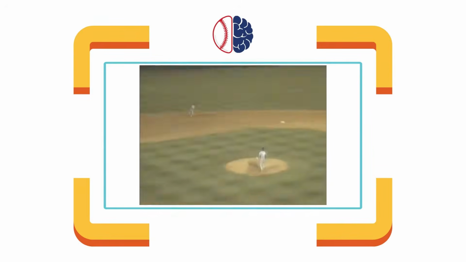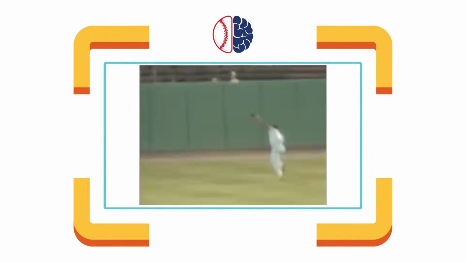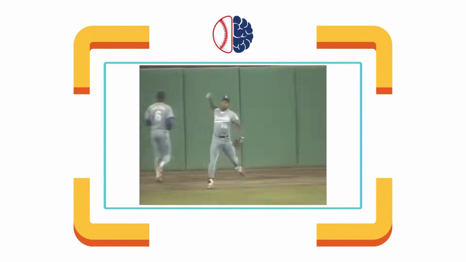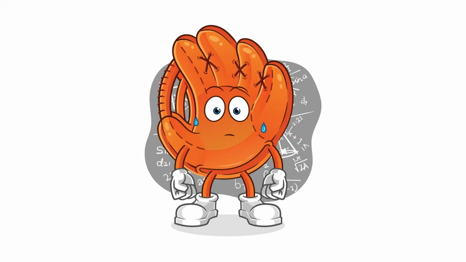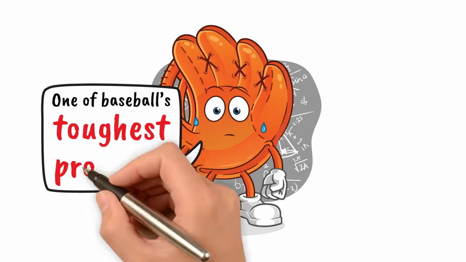You've seen it 100 times. A diving catch gets a standing ovation, and a bobbled grounder sparks an argument. But in both cases, how do we really know if a defender made the right play? Evaluating defense has always been one of baseball's most difficult problems.